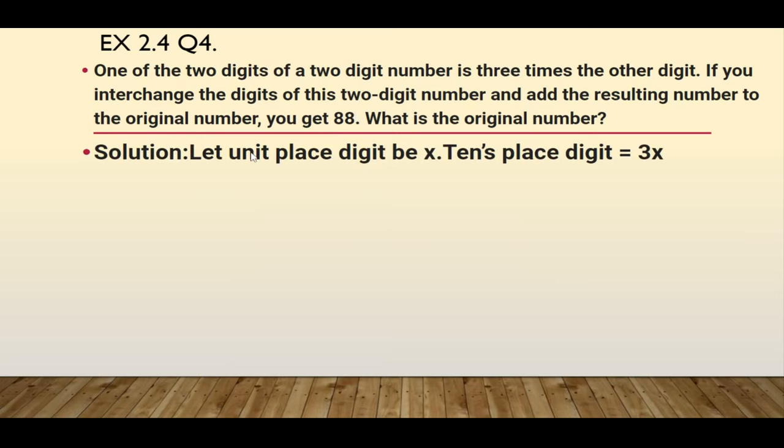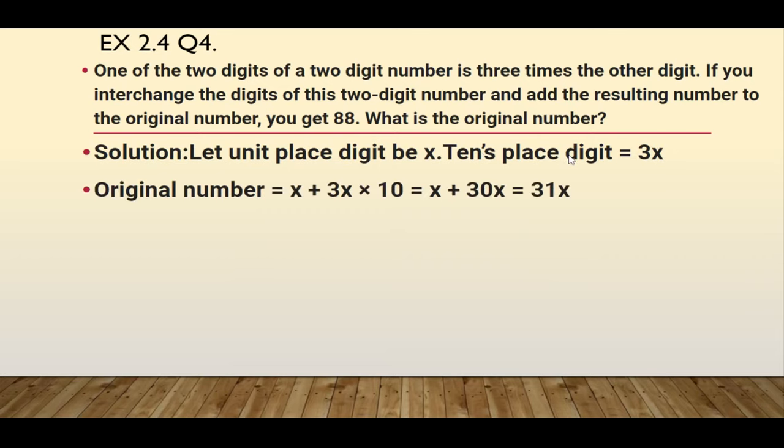Since you know that one of the digits can be taken as x, we'll take the units digit as x. The other digit is 3 times, so the tens digit is 3x. The number, if you remember, was 10t plus u. So 10 times the tens digit, which is 3x, plus u, the units digit. If you simplify this, it will be x plus 30x, which is equal to 31x.